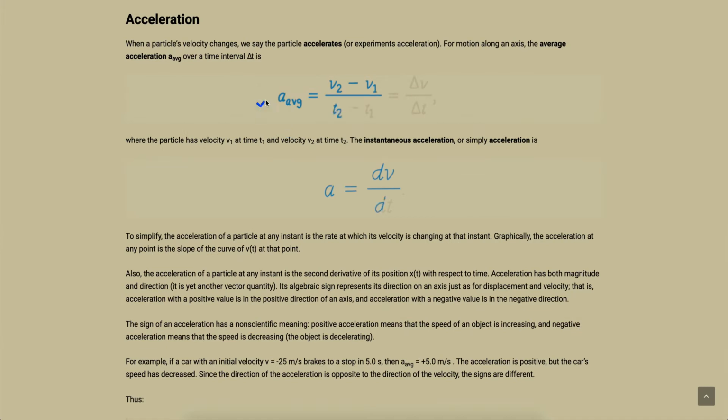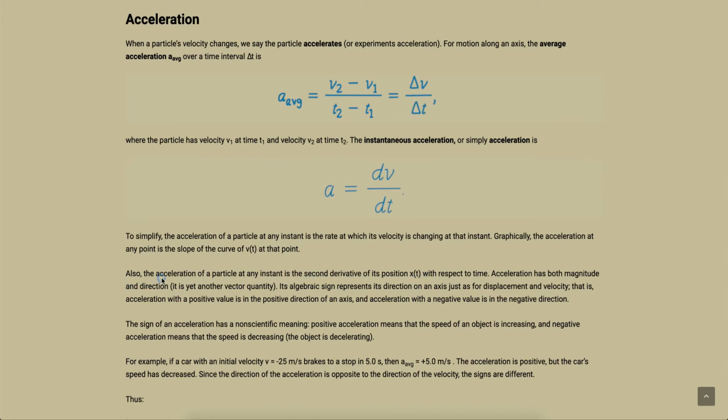Now, the equation here is for average acceleration, v2 minus v1 over t2 minus t1. This is the acceleration from v1 to v2 over a period of time. And just like the idea of instantaneous velocity, more often than not when we talk about acceleration, we refer to instantaneous acceleration. So instantaneous acceleration is dv over dt, where dt means that t is approaching 0, and thus the value of acceleration is at that instant. From this last equation, we now know that acceleration is the derivative of velocity, and velocity is the derivative of position. Thus, acceleration is the second derivative of the position equation.